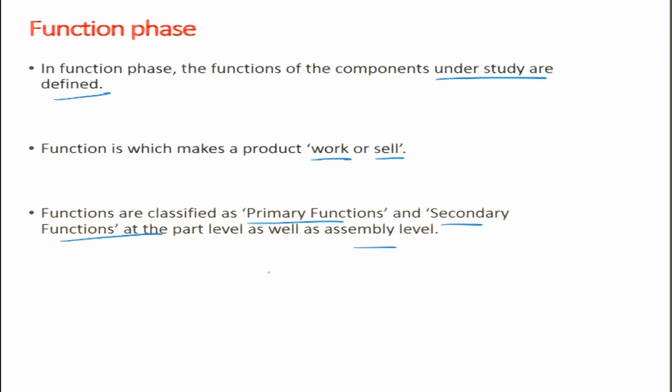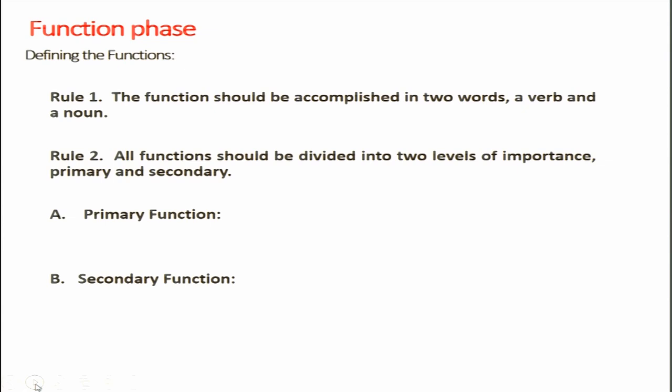The key to value engineering is identification of what exactly the user or customer wants from a product. Customer is paying for the function, not the product. I am again repeating. There are certain rules for defining the functions. Rule 1 is that the function should be expressed in 2 words, as I said. All functions will be divided into 2 levels of importance, primary and secondary. The primary function is only one for a part or a product.